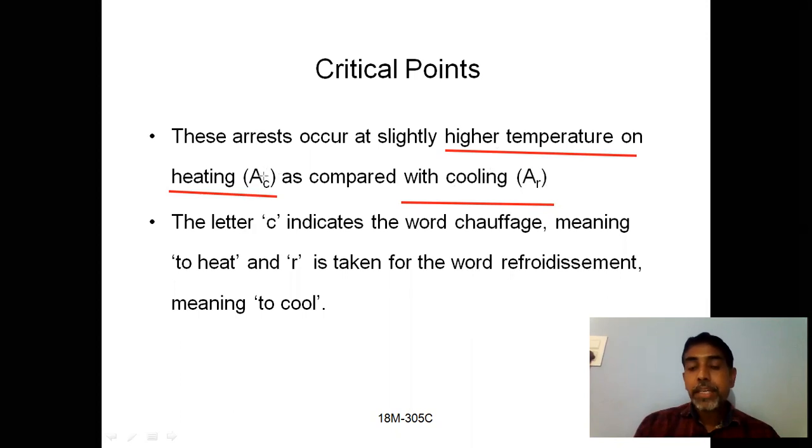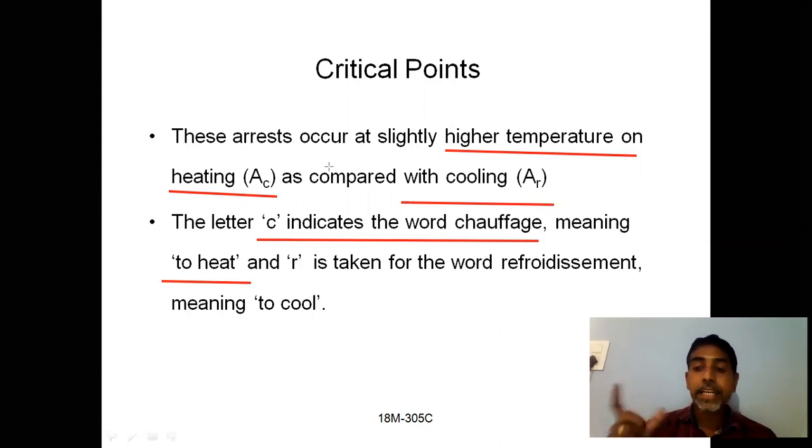Why C? You may feel that it means cool, but it is not cool. See here, the letter C indicates the chauffage phase. What is meant by chauffage phase? Chauffage is nothing but to heat. So AC indicates heating, not cooling. C is not for cooling, it is for chauffage, which is nothing but to heat.